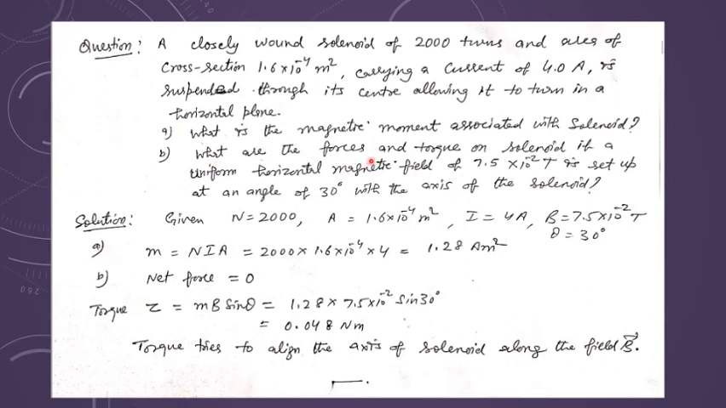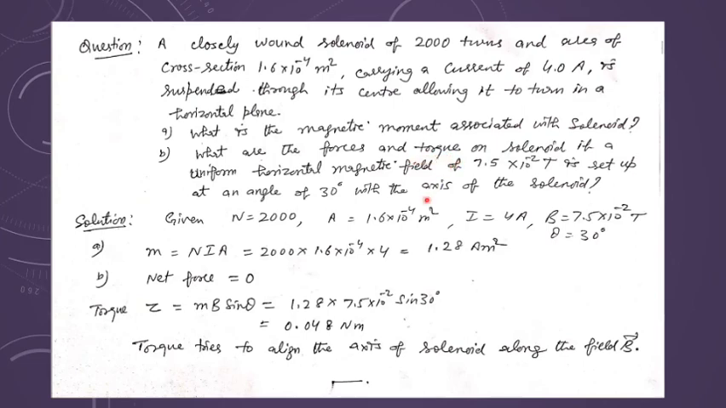What are the forces and torque on the solenoid if a uniform horizontal magnetic field of 7.5 × 10⁻² Tesla is set up? Now they are making a horizontal magnetic field of this much value. So you can write the magnetic field, it is given in Tesla, the SI unit. And the angle theta is also given, 30 degrees with the axis of the solenoid. So you will write both these things given in the question, and they are asking the force and torque.